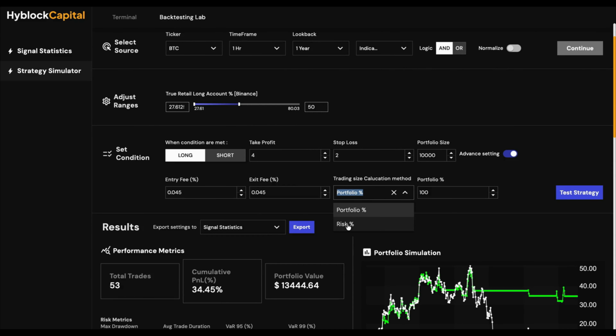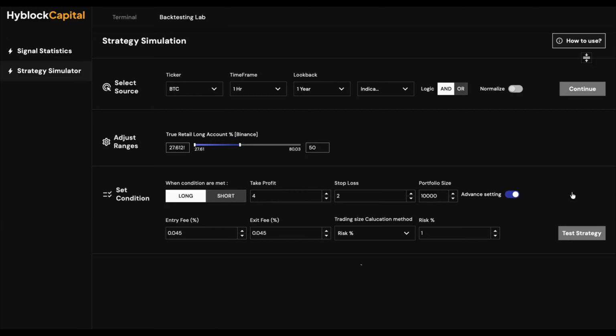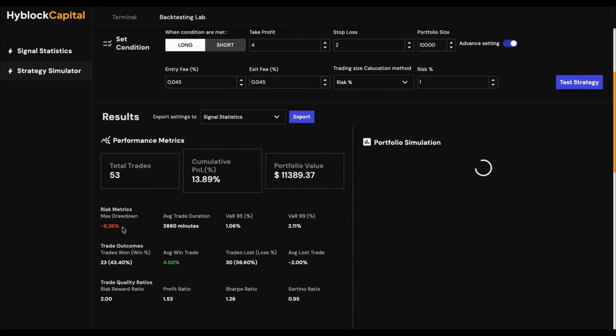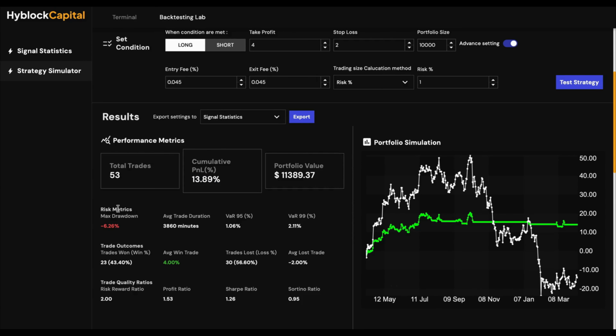Alternatively, you can switch to risk percent. Here, you define how much you're willing to risk per trade. For instance, setting 1% risk on a $10,000 portfolio means your maximum loss per trade is $100. Once you apply risk-based sizing, both cumulative P&L and drawdown metrics adjust accordingly.